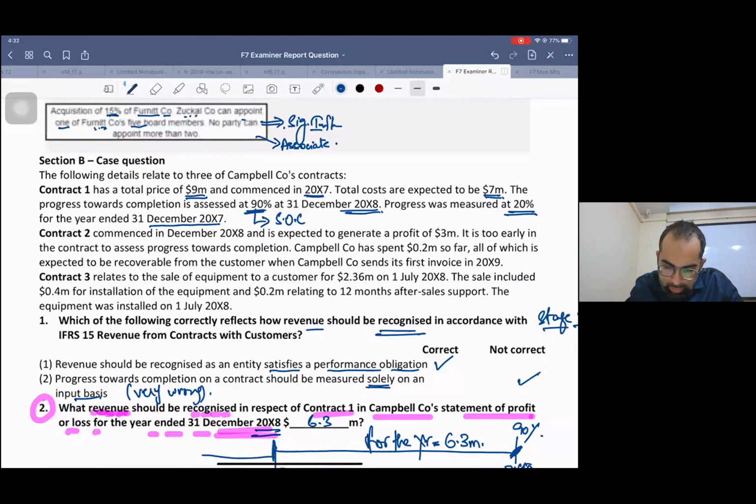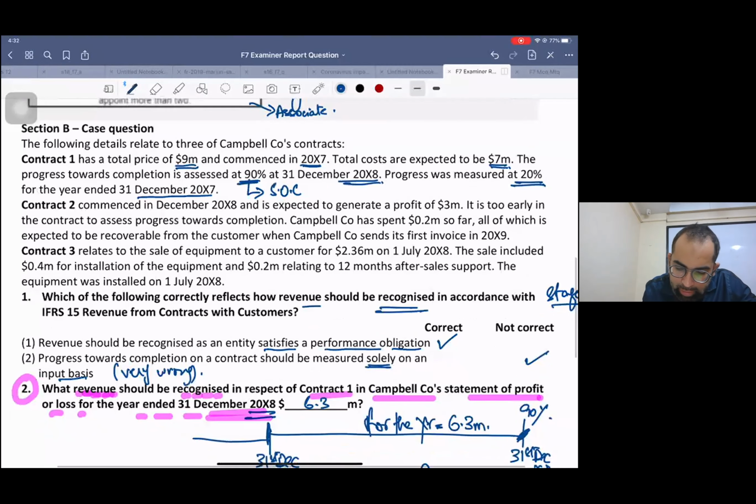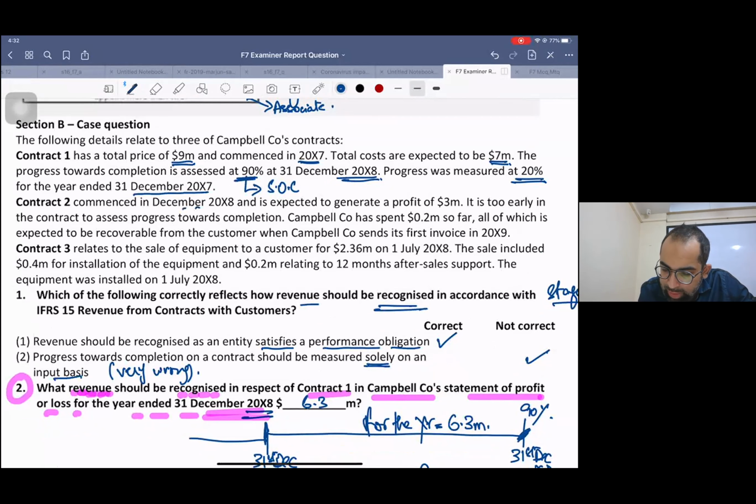Listen, now the contract commences in December X8. It is expected to generate profit of 3 million. See the statement: it is too early in the contract to assess the progress towards completion. We can't say anything.